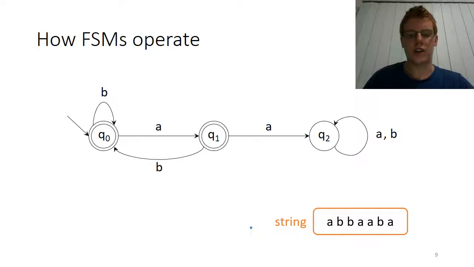As an exercise, you might like to pause the video and decide whether you think this machine will accept the empty string, the string of just an A or a B, or the strings AA, B, BB, AA, B.